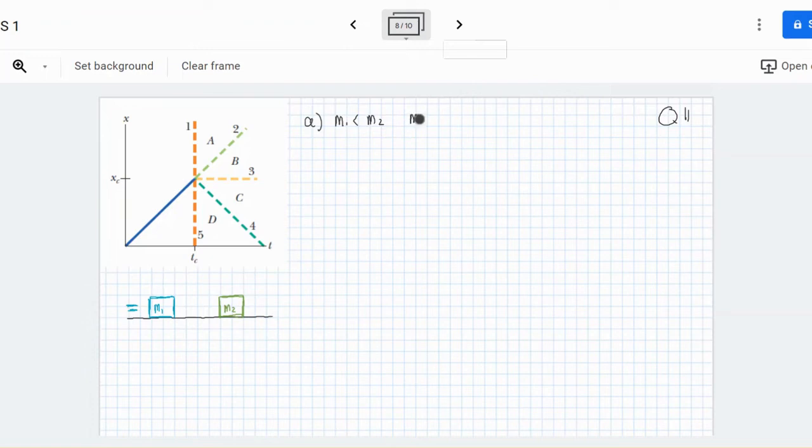M1 rebounds, therefore the position decreases and slower than before. So what region is that? Well, if it rebounds, the position has decreased, so it's got to be C or D, and slower would be less steep. So I think it's going to be in region C.